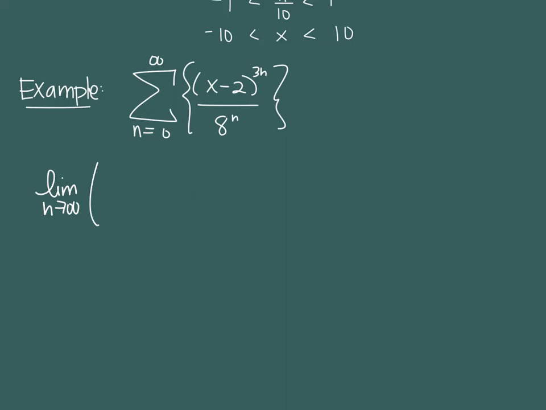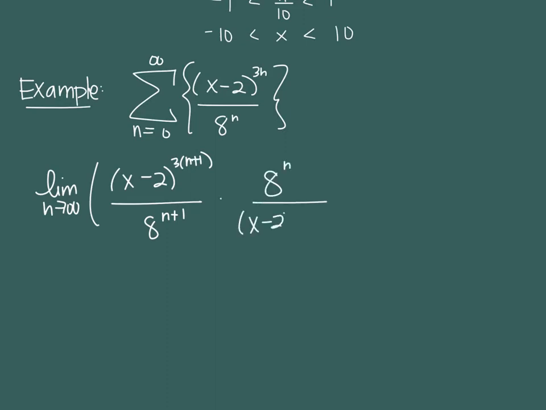All right, I am adding 1 to the n parts, not to the x parts, to the n parts only. Watch carefully how that works with the 3n there. It's not 3n plus 1. It's x minus 2 to the 3 times parentheses n plus 1, right? Yeah, there are parentheses there. Over 8 to the n plus 1, times 8 to the n over x minus 2 to the 3n.